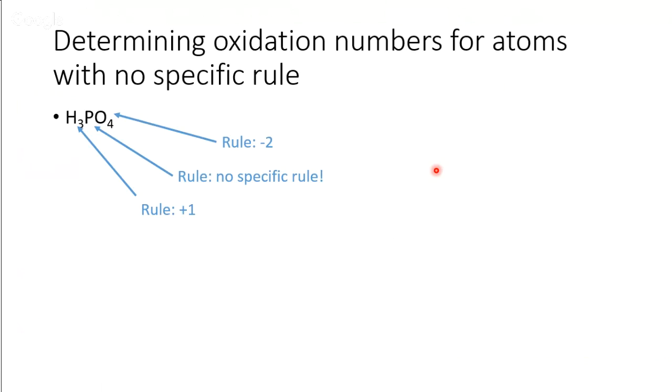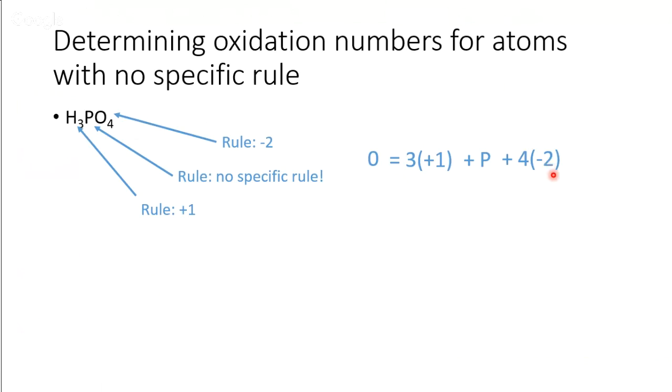To find the oxidation number for phosphorus in this compound, we set up an equation. Since the molecule is neutral, meaning there's no charge, the sum of the oxidation numbers will equal 0. Then we fill in the equation with the oxidation numbers we know. For hydrogen, we have 3 hydrogens. So we have 3 times the oxidation number we know, which is +1. We don't know what phosphorus is. And then we have oxygen, where we have 4 oxygens.